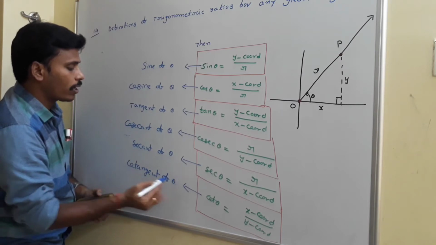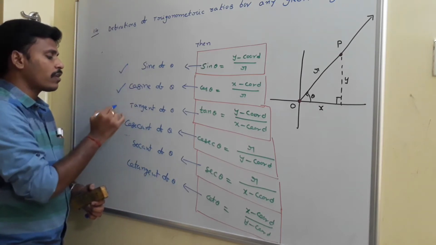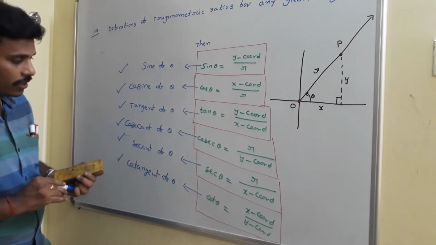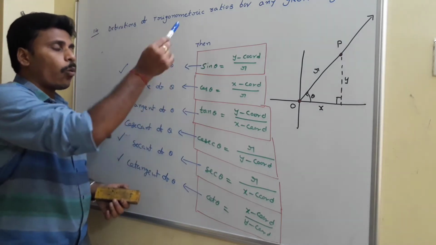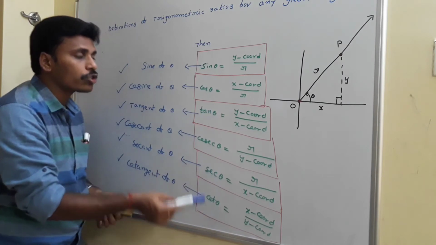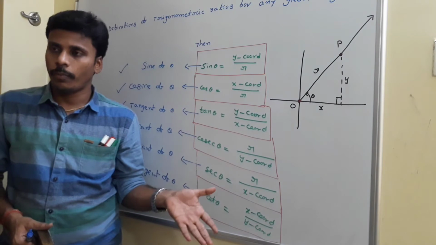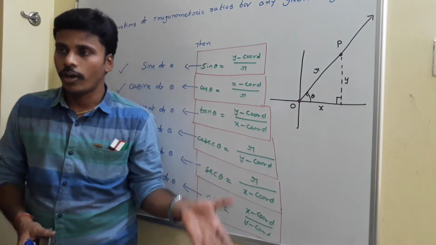Okay, just have a look at this. These are the actual names, and in short we call them sin theta, cos theta, tan theta, cosecant theta, secant theta and cot theta. Why do we have only 6 trigonometric ratios? Because with this x, y and r only 6 ratios are possible. That's why we have only 6 trigonometric ratios.